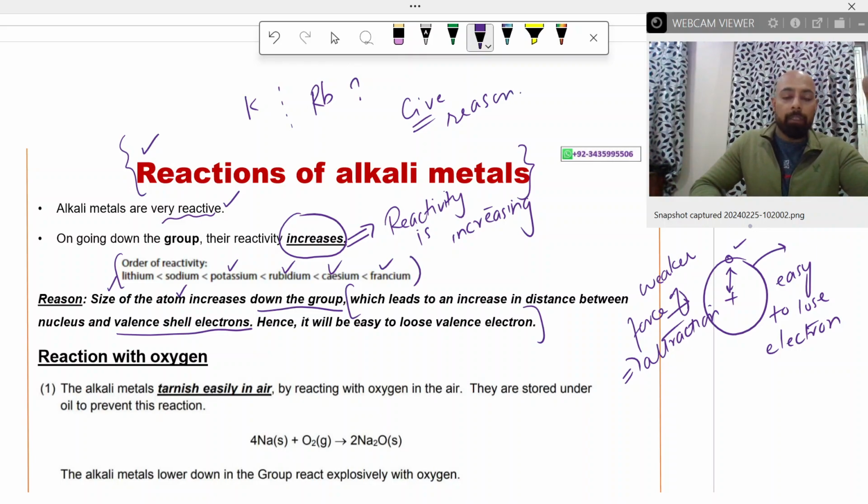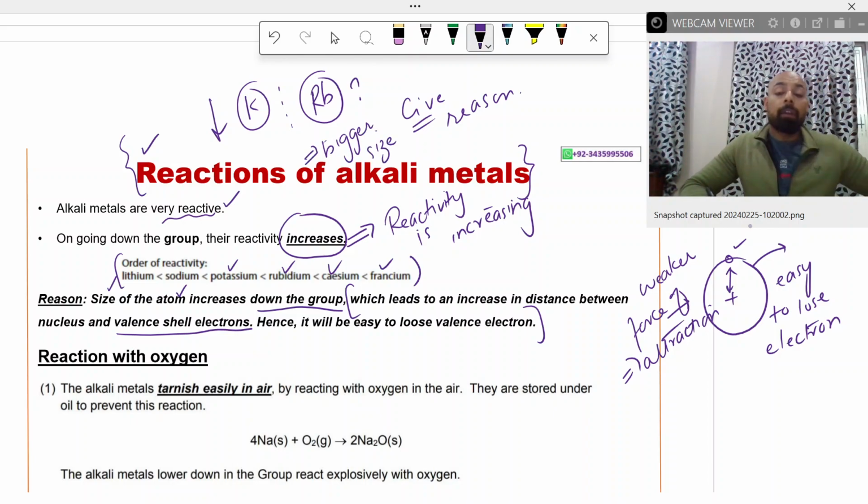It should be very much clear to everyone. You should consider the periodic table for this. You have to see who is on top and who is below. On going down the group, reactivity is increasing, so rubidium will be more reactive. Why is it more reactive? Because of its bigger size, and when it is having a bigger size, the distance between the nucleus and the valence shell electron increases, which makes it easy for an atom to donate an electron, right?